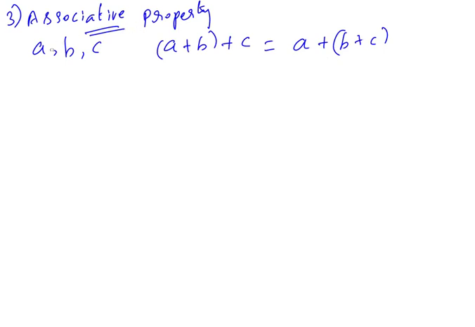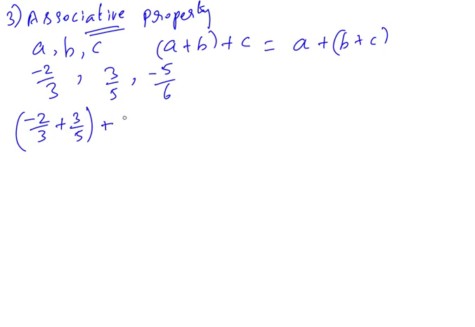Let me take 3 rational numbers: minus 2 by 3, 3 by 5, minus 5 by 6. We will take the LHS first, A plus B plus C. So, A and B will be added together first: minus 2 by 3 plus 3 by 5. With that sum, we add minus 5 by 6.